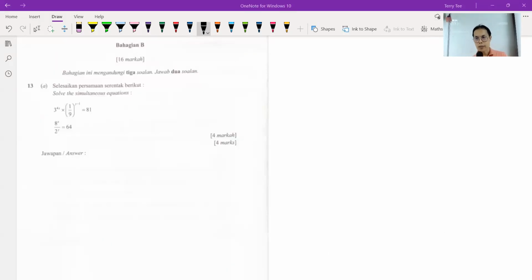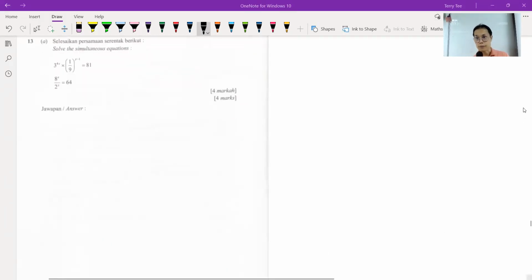Okay, let's move on to bahagian B, section B. This is first question 13. This is from the chapter Indices and Logaritma. Okay, so first one, selesaikan persamaan yang berikut. So solve the simultaneous equations. This is an index equation.